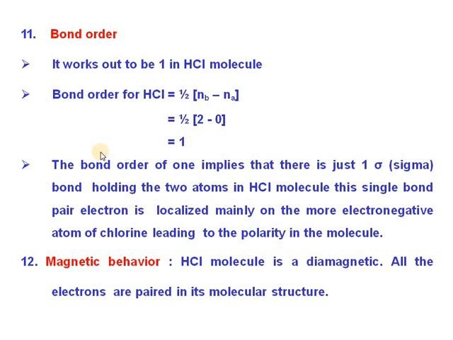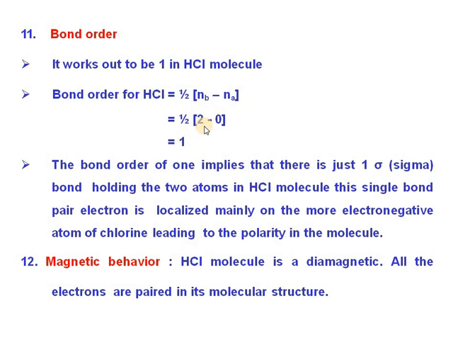Next, from these molecular orbital diagrams, we can calculate the bond order of hydrogen chloride molecules by using the formula 1/2 into bracket Nb minus Na. Nb means bonding minus antibonding electrons. Therefore, the bonding molecular orbitals will contain only 2 electrons and antibonding will be 0 electrons.